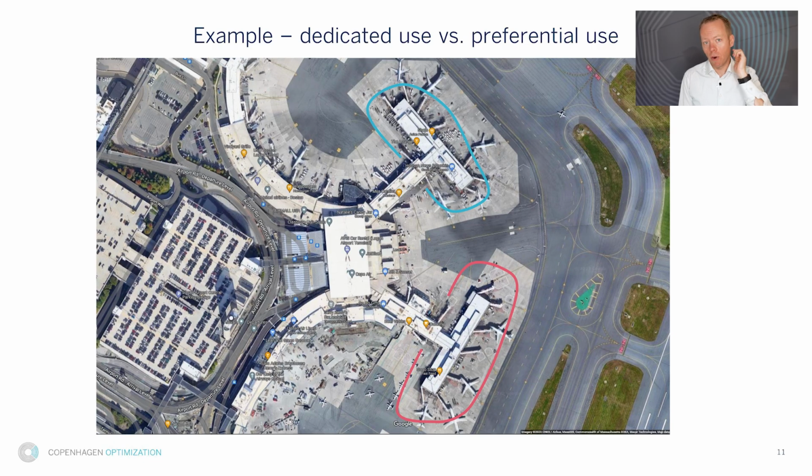An example here of dedicated versus preferential use. In this case, we took a simple example. You have an airport with two small piers, and you see one of them with a blue outline and one of them with a red outline. This could be a typical dedicated scenario. Blue airline is to the north, red airline is to the south. We built this airport so that it caters for blue airline peak and red airline peak.